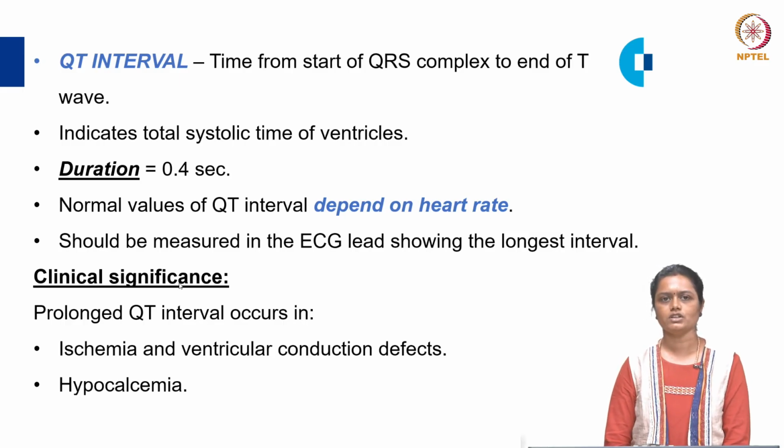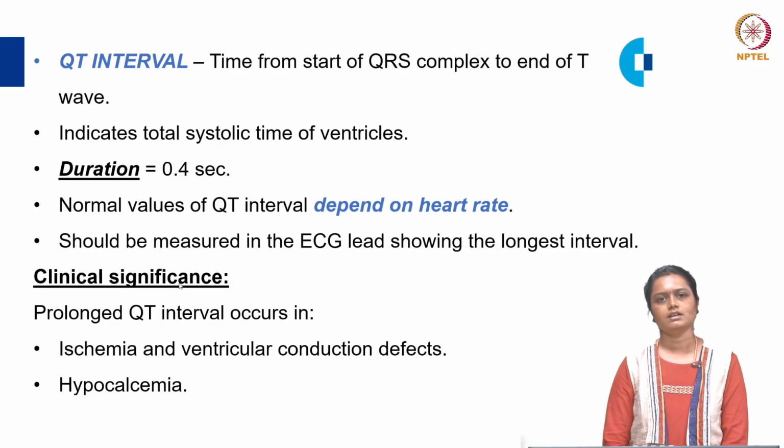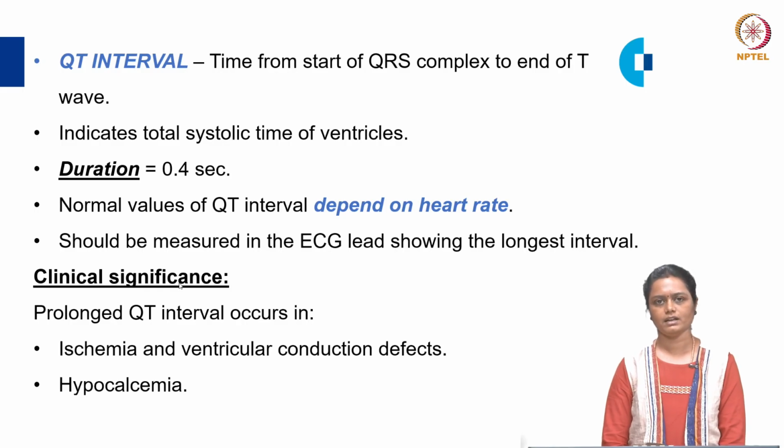The important point about this interval is that the QT interval depends upon the heart rate. If heart rate increases, the QT interval decreases and vice versa. The second important point is that the QT interval has to be measured in the lead which shows the longest interval. Because of these two reasons, you need a formula which corrects the QT interval. This is called the corrected QT interval, which can be calculated by two mathematical formulas.